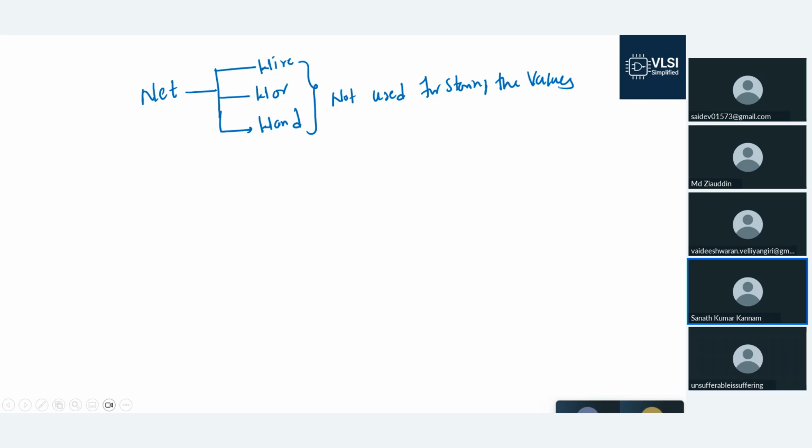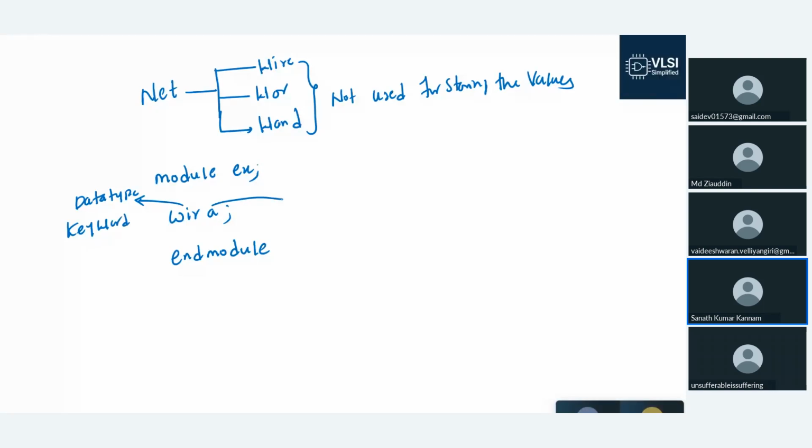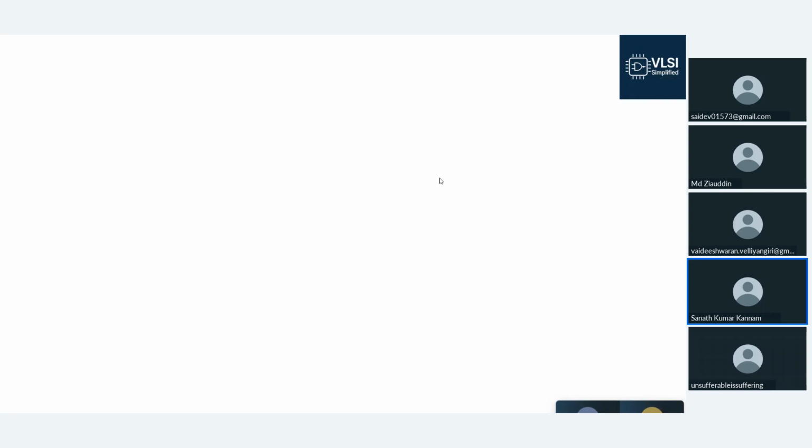So for example, if you take a module and write wire A and endmodule, here wire is nothing but a data type or keyword, and A is nothing but what we can call a variable or identifier. So this is about the net data type.